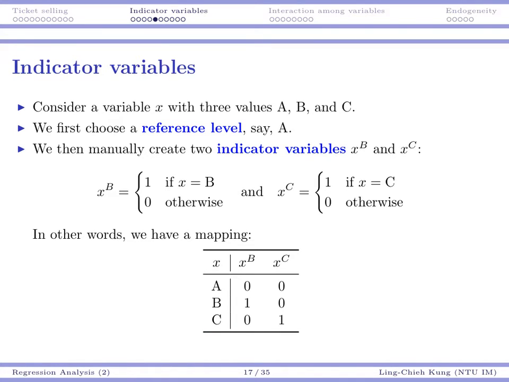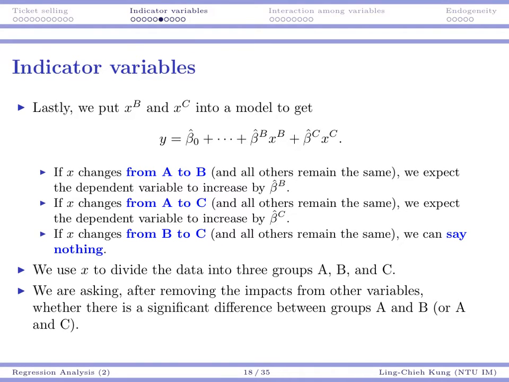So once we do that, then we can use these 2 binary variables to be our independent variables. We will not use x directly. We will use xb and xc. Then we have a valid regression model. So we will put xb and xc into our model and get something like this. Each of them will also get a coefficient.